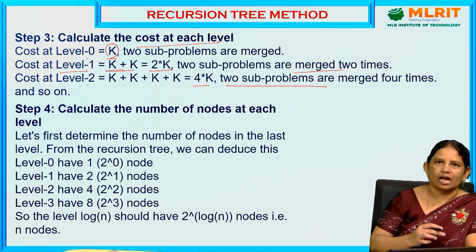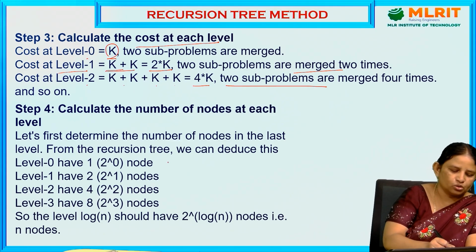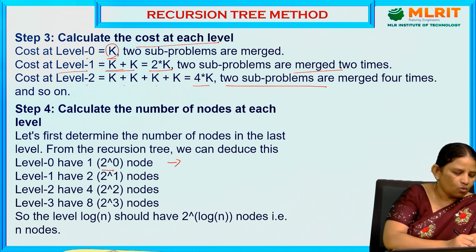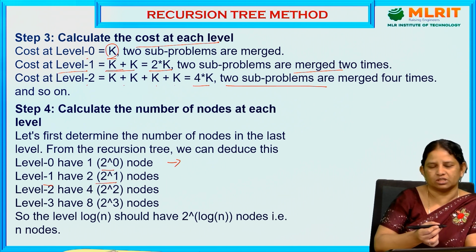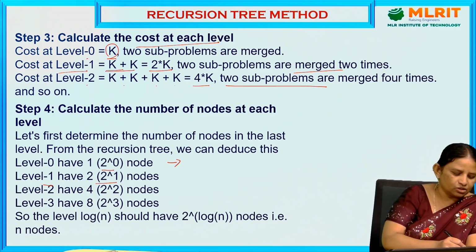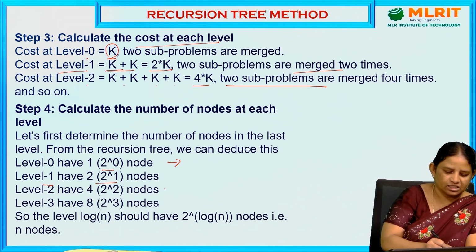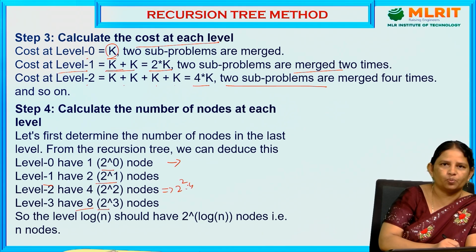Now we need to calculate the number of nodes at each level. Level 0, how many nodes are there? Only one node, that is 2 power 0, equal to 1. Then what about level 1? Having 2 power 1, that is 2 nodes are present at level 1. Level 2 contains 4 nodes, denoted as 2 power 2, that is 4. Next, level 3 has 8, 2 power 3 nodes.